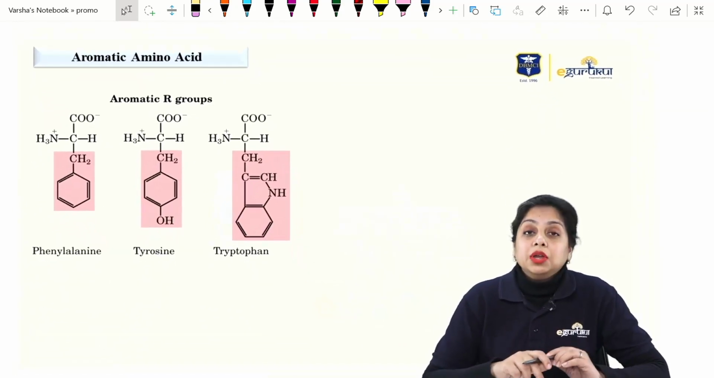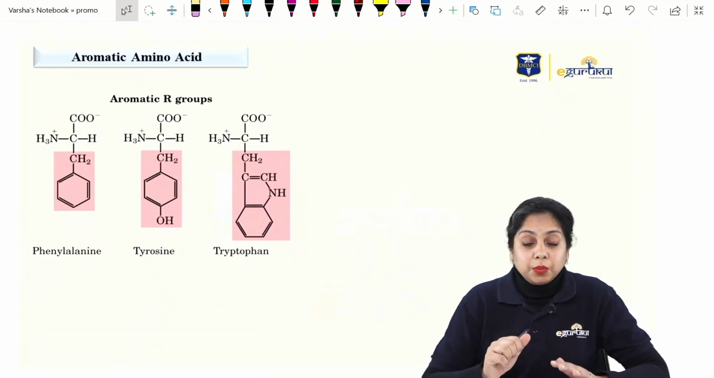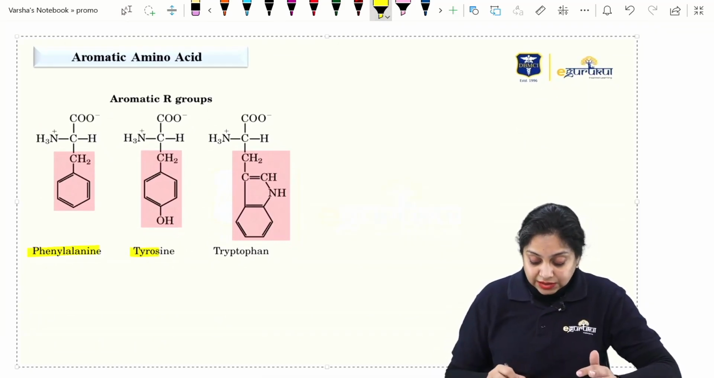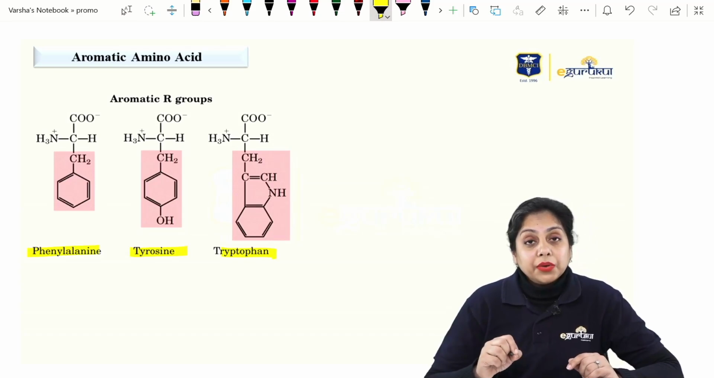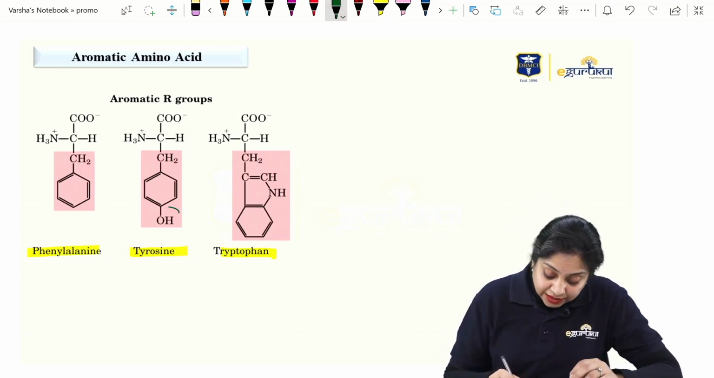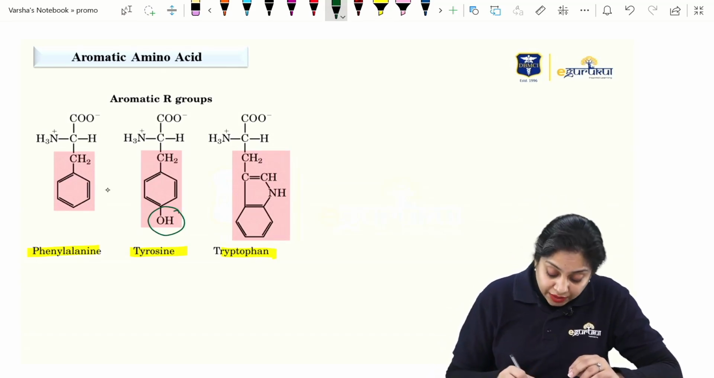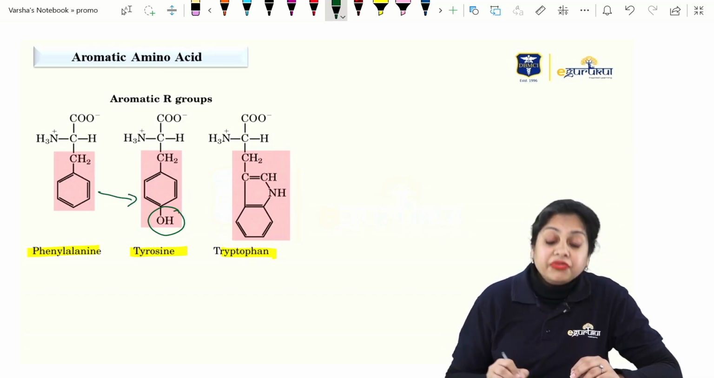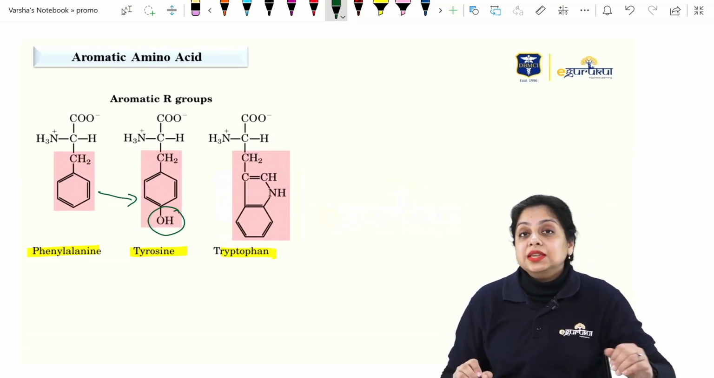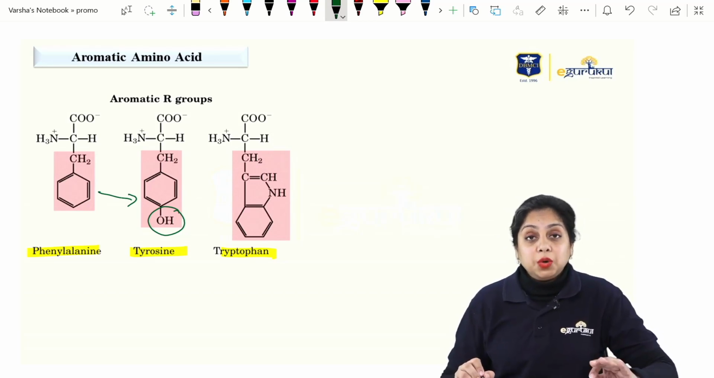So I'm talking about tryptophan here. Tryptophan is one of the aromatic amino acids. We have 3 aromatic amino acids: phenylalanine, tyrosine and tryptophan. Tyrosine and phenylalanine differ only by the hydroxyl group. From phenylalanine we can synthesize tyrosine, or tyrosine can be synthesized from phenylalanine, and tryptophan is another one. They have aromatic rings.